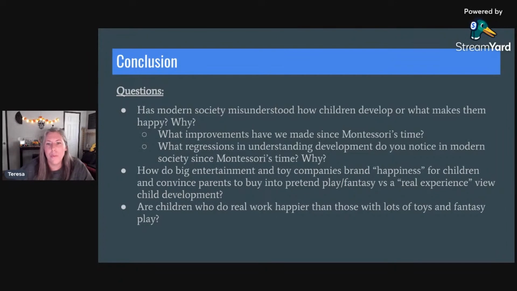So what improvements have we made since Montessori's time, right? She came up with this idea that we have to have this prepared environment for the child. And in a lot of ways, we have embraced that. But also, maybe there are some things that we haven't embraced yet. Or maybe there's some things we've understood and we've fallen away from. What regressions in understanding child development do you notice in modern society right now?